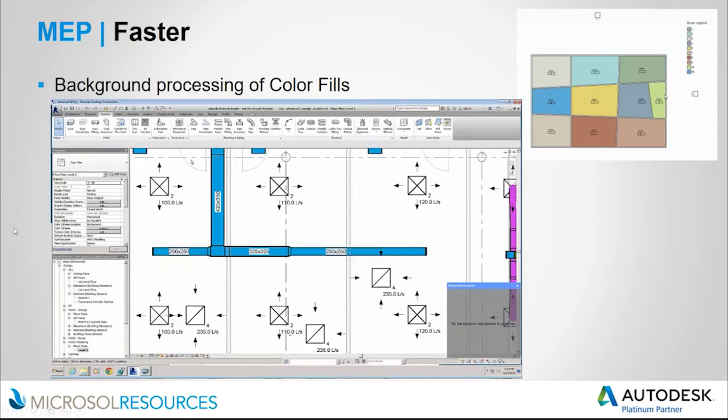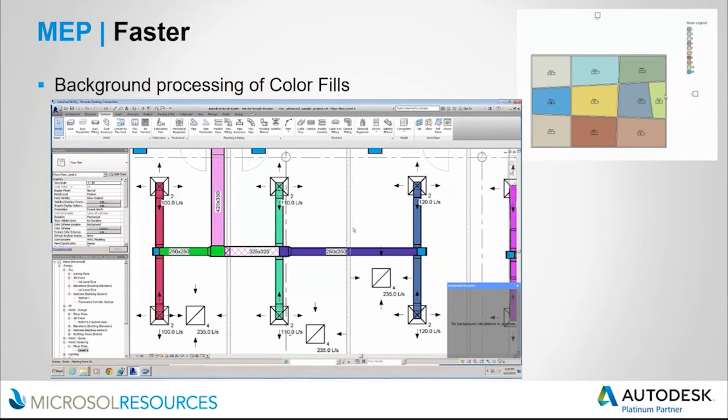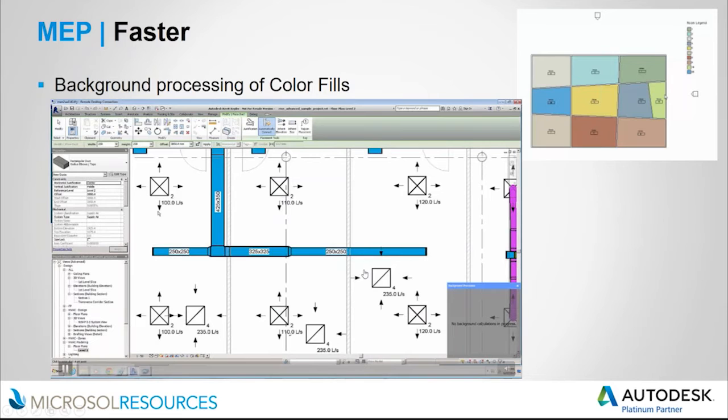The other thing that MEP does is now it essentially optimizes the use of background processing for color fills. So for example, in this case, I'm going to go ahead and connect in these air terminals to these mains, basically branching these off, and you'll see that the color fills based upon the CFM going through those particular segments of ducts are changing automatically. So it's giving you basically that real-time view of the airflow through the ductwork.